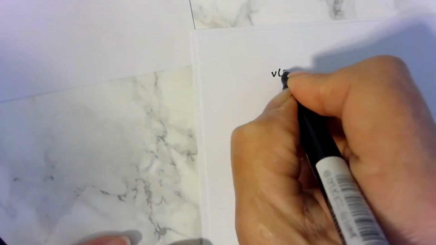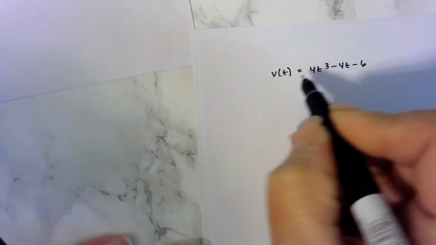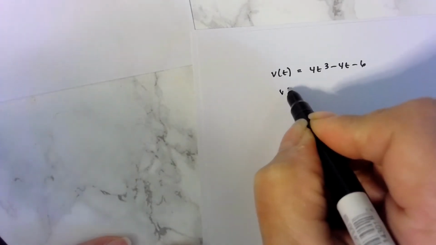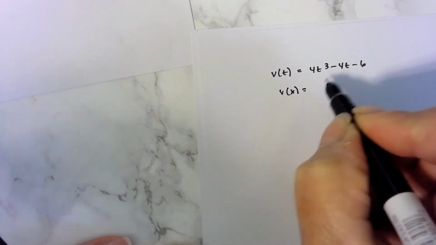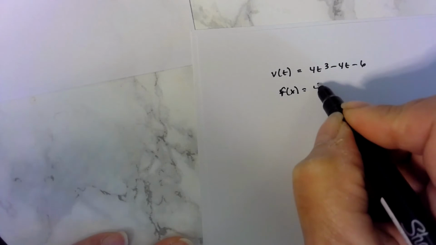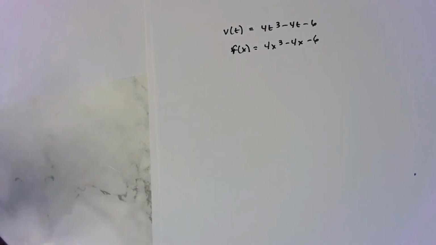Markers are bleeding through. So v of t is 4t cubed minus 4t minus 6. Now again, if you want to write it, you can call it v of x if you want. You can call it whatever you want. You can call it f of x again if you want, g of x. So if you like it in terms of x better, okay, just do that. Again, at the end you'll want to replace the x's with t's and go back into the function in terms of t, because that's what you started with.